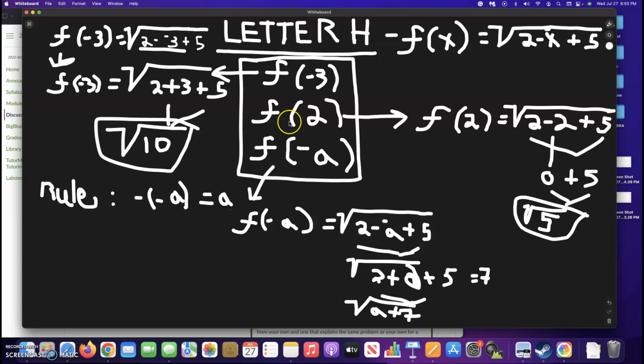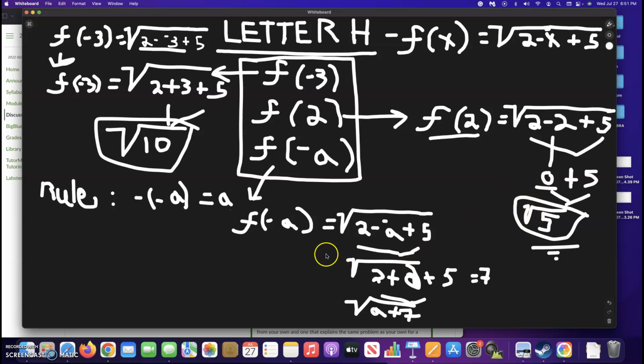Now to go over to the second one, f of 2. So f of 2 equals the square root of 2 minus 2 plus 5. The first thing is you have 2 minus 2, which obviously equals 0, and then plus 5. 0 plus 5 is 5. So that's the square root of 5 for the second one.